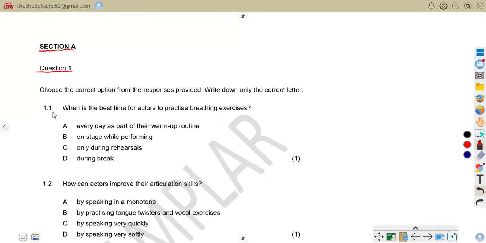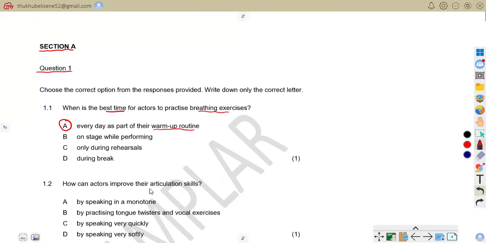1.1, when is the best time for actors to practice breathing exercises? We are given 4 options and you can see that the correct answer there is A: every day as a part of the warm-up routine. So that is the best time for actors to practice breathing exercises, for you to breathe, for you to get energy, and to always be ready for the next activity. You need to do warm-up routine every day.